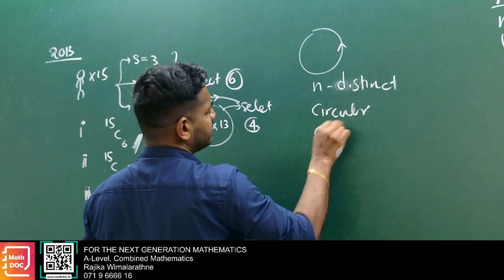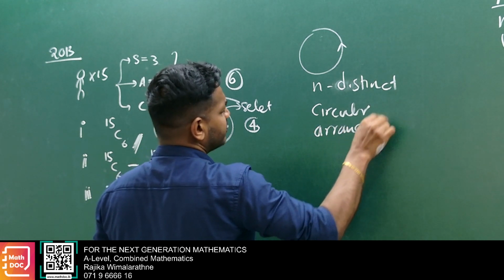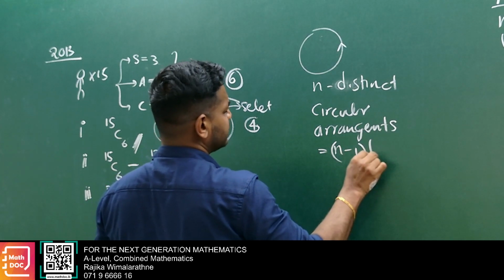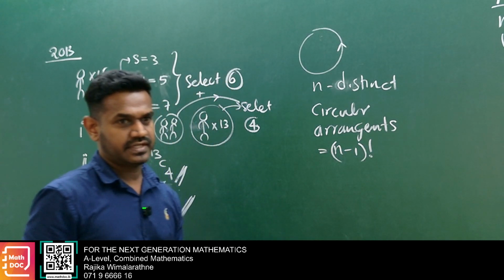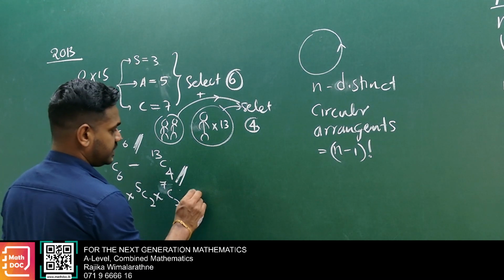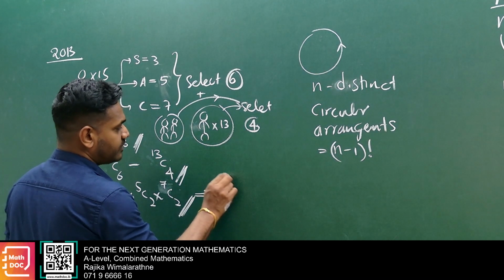Circular arrangements we call (n minus 1) factorial. Here, (n minus 1) factorial circular arrangements. Now here we have selected 6 students.